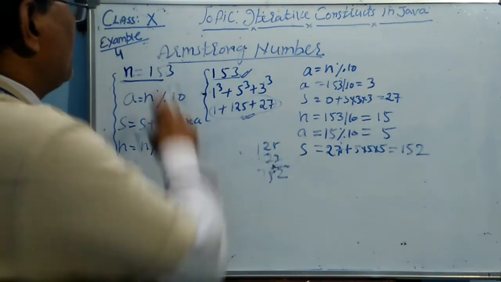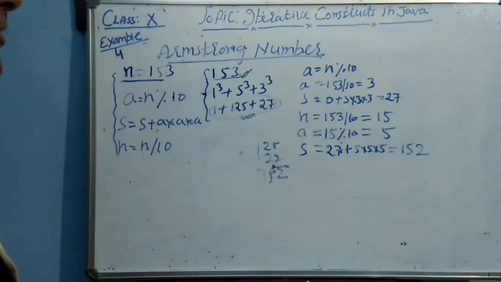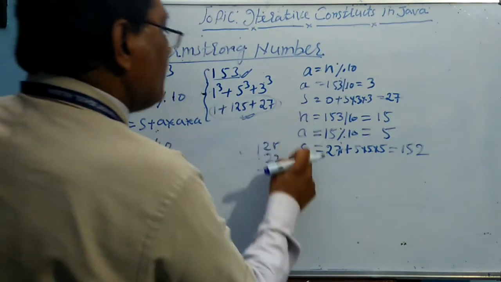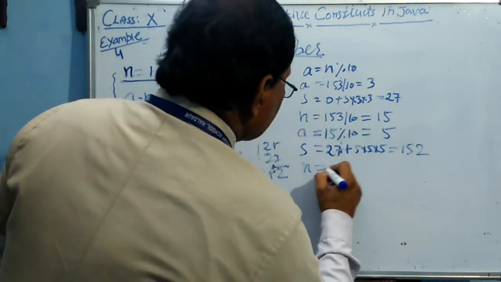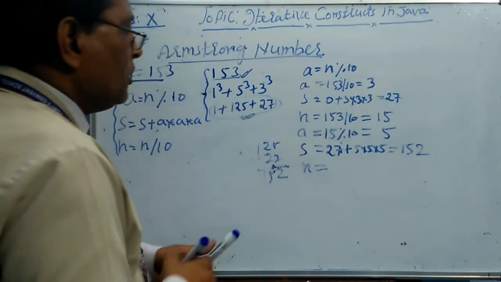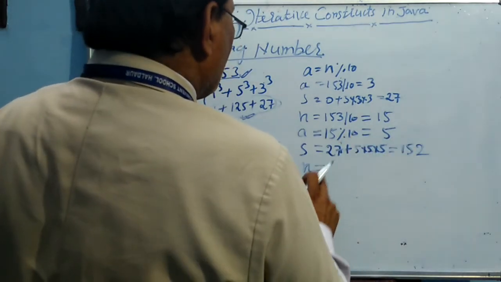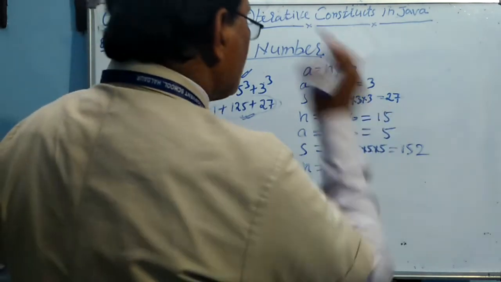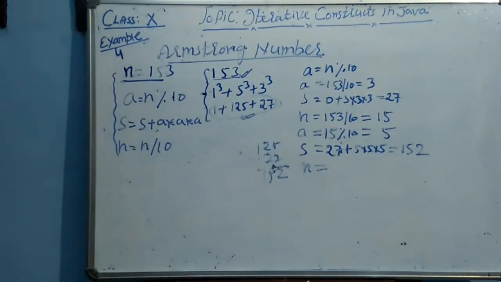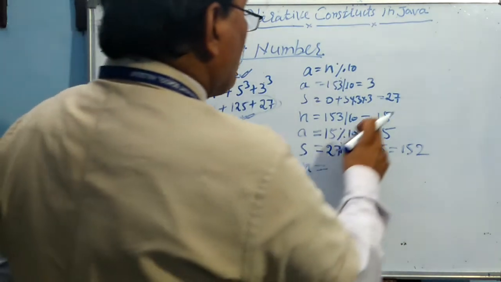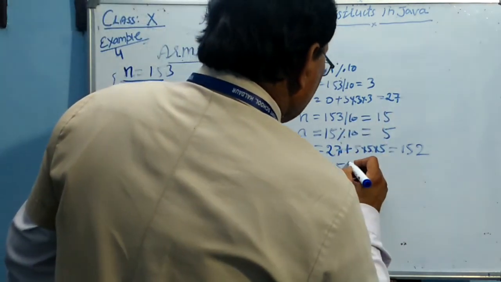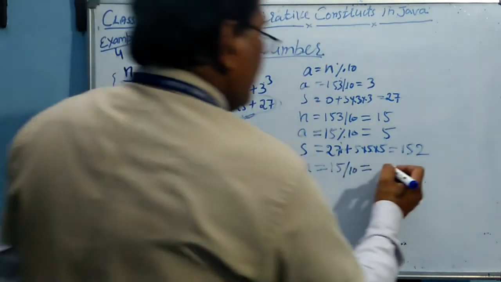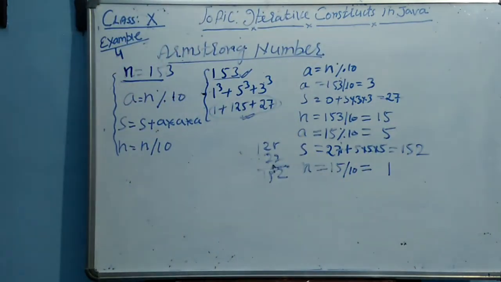And the number is 153. Now the s value we have calculated. Now we have to calculate the n value. n is equal to n divided by 10. n is 15, so 15 divided by 10. How much is the quotient? 1. Clear?